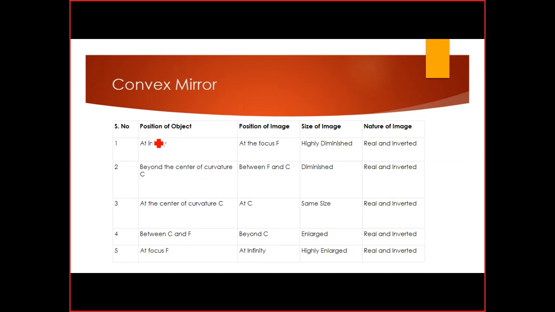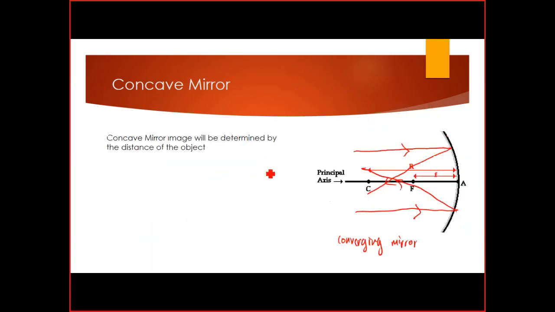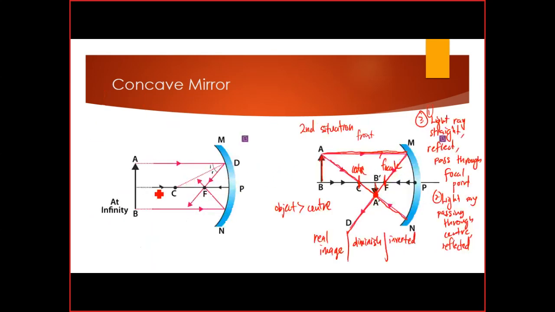So the first one, the ray is from infinity, and then the image will be, just in case you missed it, this is the first ray. The object is at infinity, and the image is at point F.